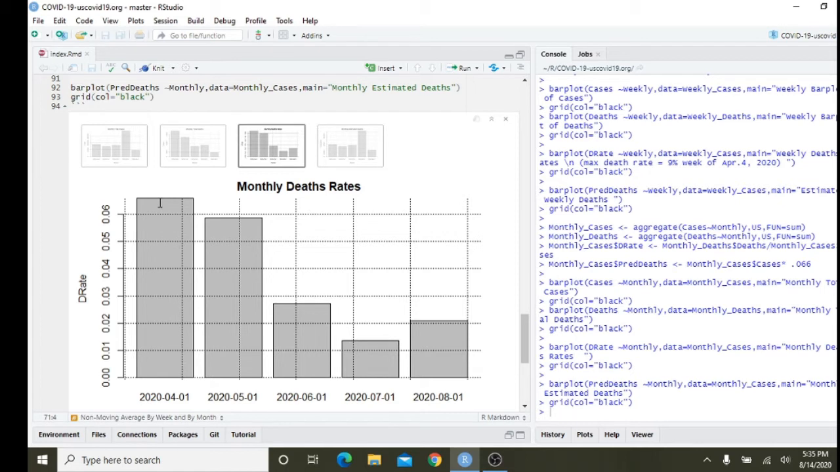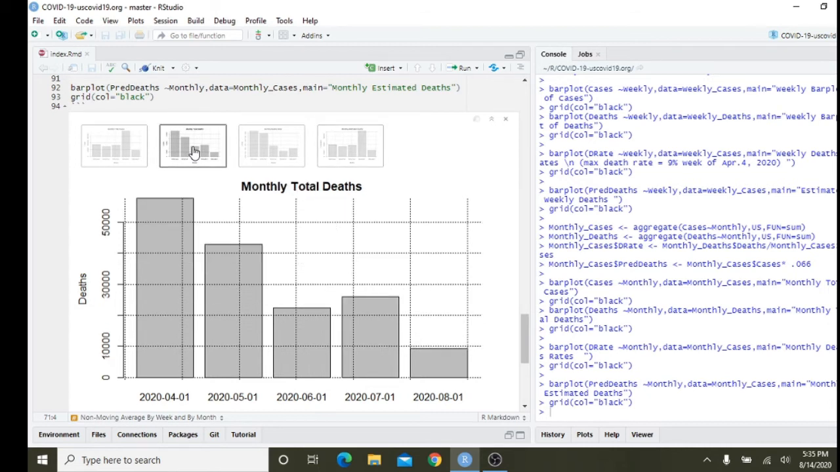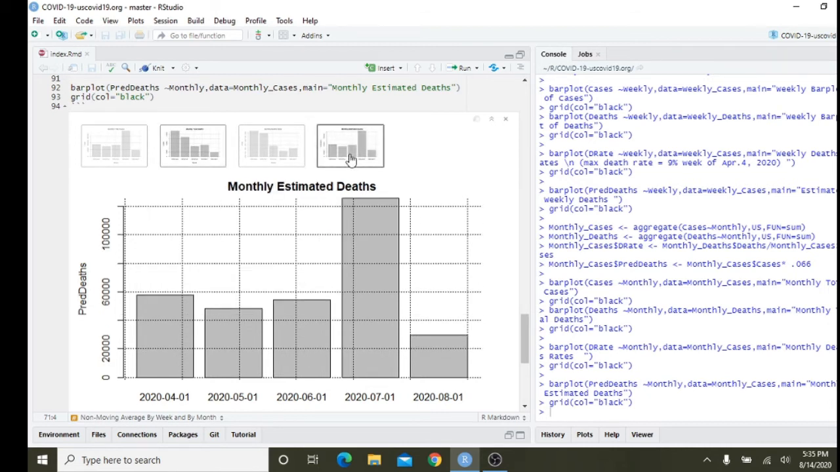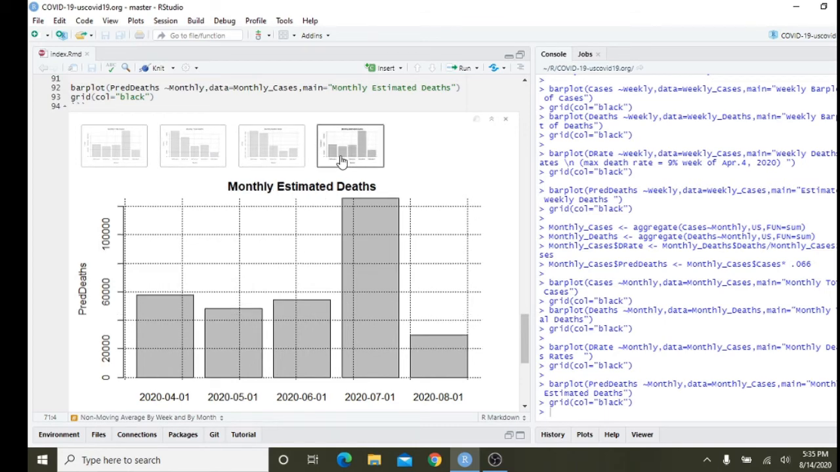Monthly death rates from a high of 7% for the month of April, down, and now back up to about 2%. What's the estimated deaths again based on that 6% average? These are the deaths we should have had for that time frame. But of course, we're not even close. It's almost the exact opposite.